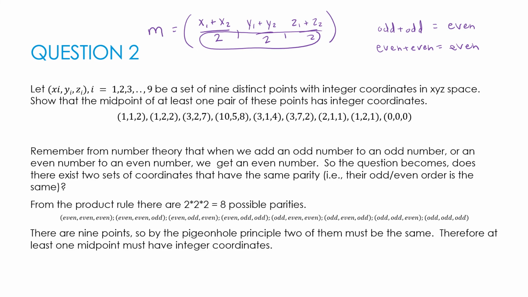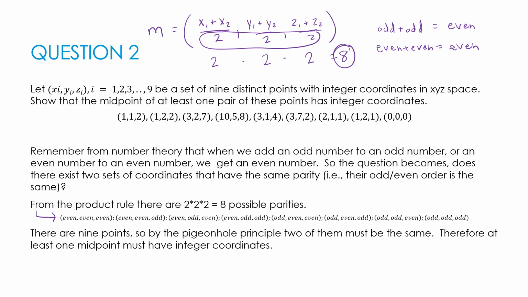What I want to do is look at the possible parity. Parity just means if it's even or if it's odd. So from the product rule, we've got an even or an odd here, an even or an odd here, an even or an odd here. 2 times 2 times 2 is 8, so there are 8 different possibilities. I've listed them here for you, but that's not necessary. It could be even, even, even, or even, odd, etc., because these are ordered triples.